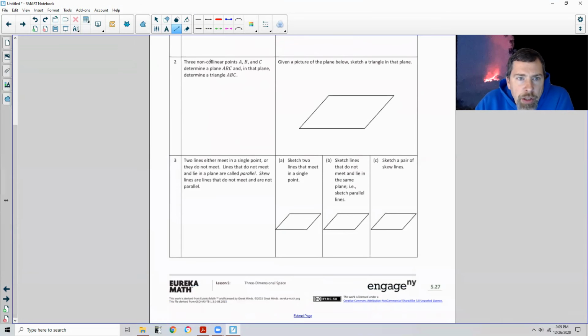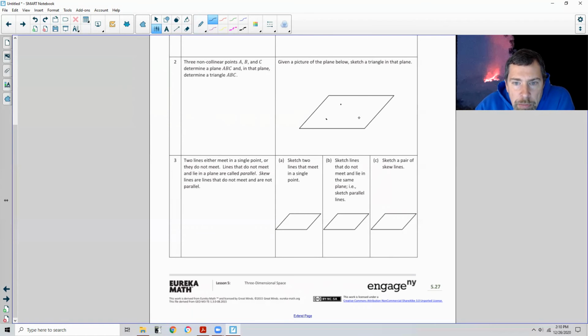Number 2, 3 non-collinear points, A, B, and C, non-collinear. So here's A, here's B, here's C. They're not on the same line. A, B are collinear, B, C are collinear, but A, B, and C are not collinear. That would be the name of our plane. Did they give us a name of a plane? 3 non-collinear points, A, B, and C, determine a plane, A, B, C. And in that plane, determine a triangle, A, B, C. So they want those points to be in the triangle.